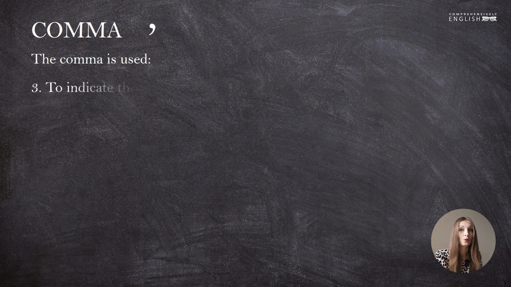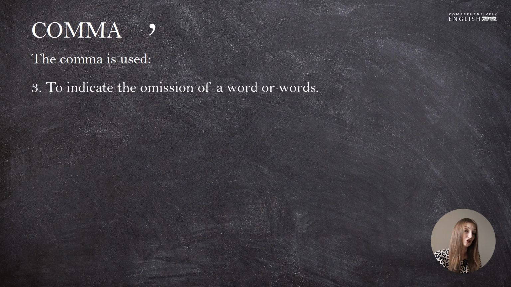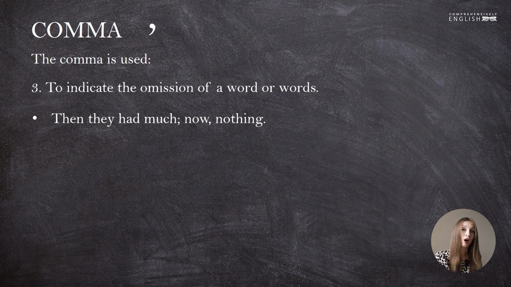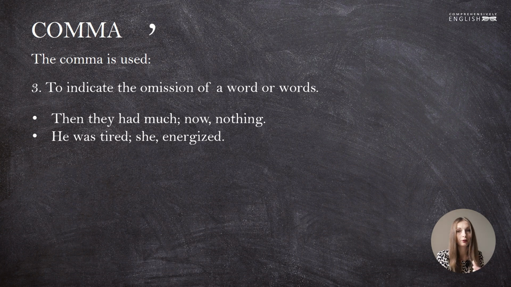The third case in which we use the comma is to indicate the omission of a word or of several words. Let's see. "Then they had much. Now, nothing." We find the comma in the place of the predicate. What is omitted here? "They have" is omitted, right? Now they have nothing. Another example. "He was tired. She, energized." Some languages would require the dash here. In English, we put the comma. She was energized. Was is omitted, thus the comma takes its place.